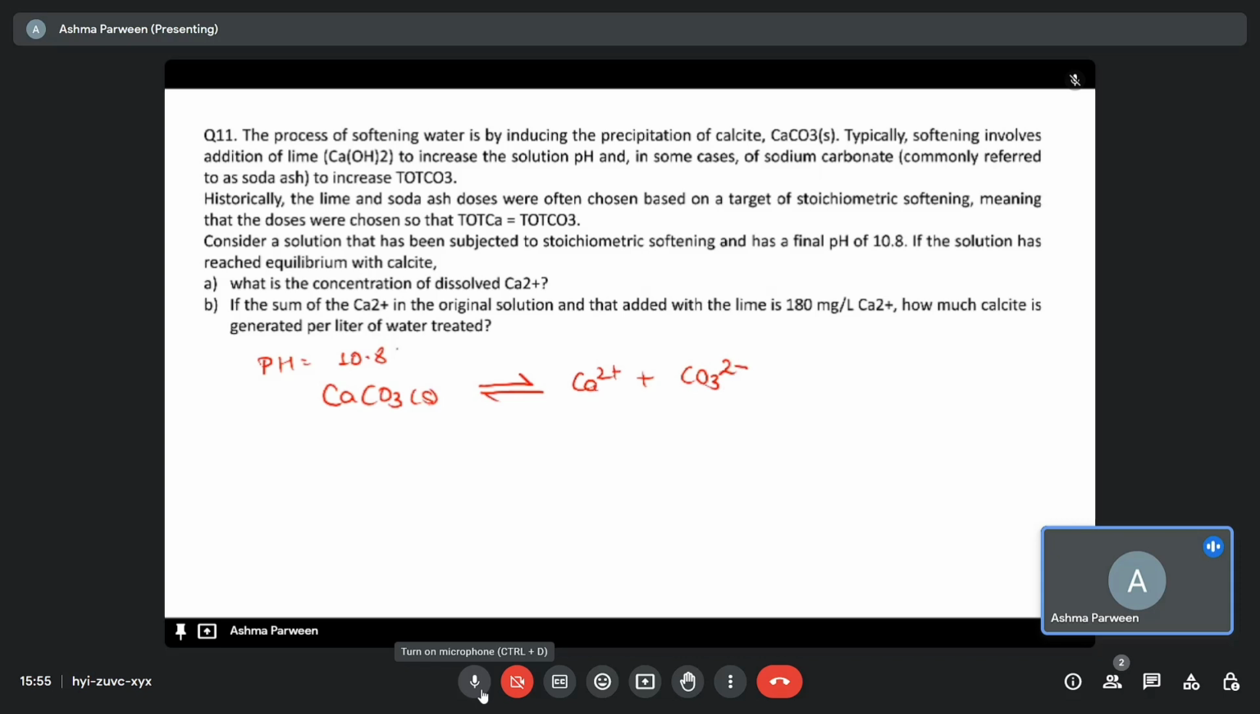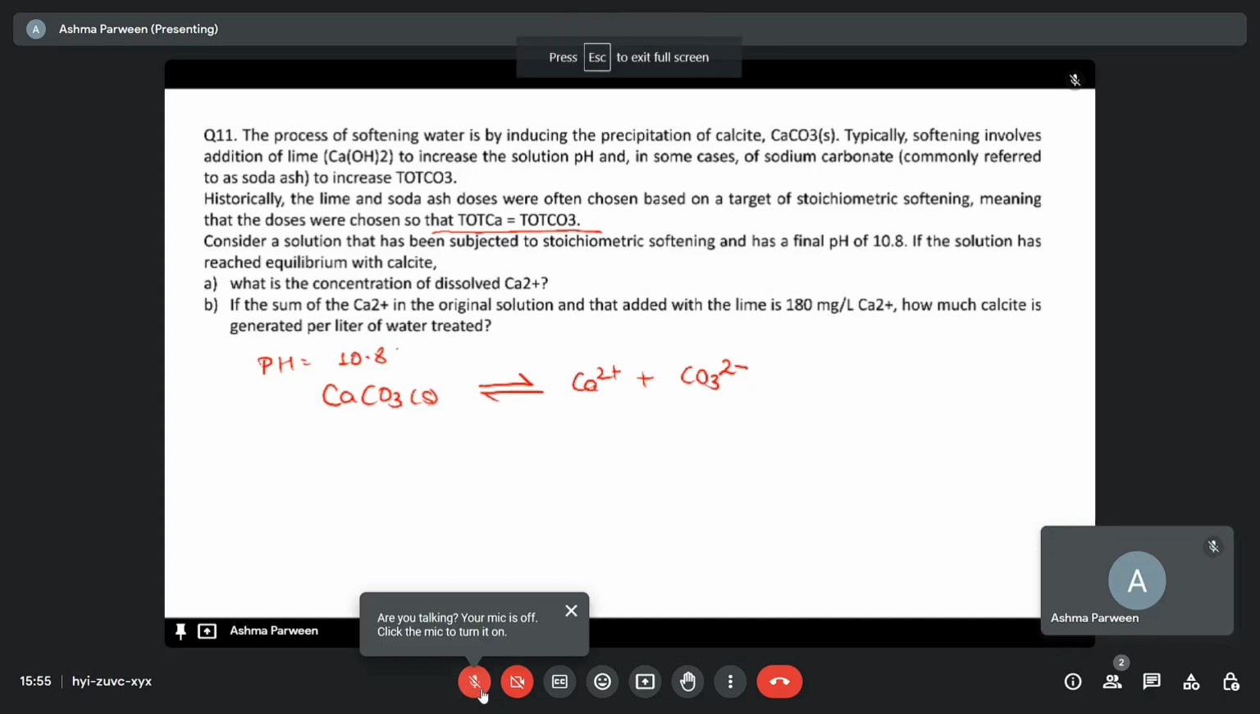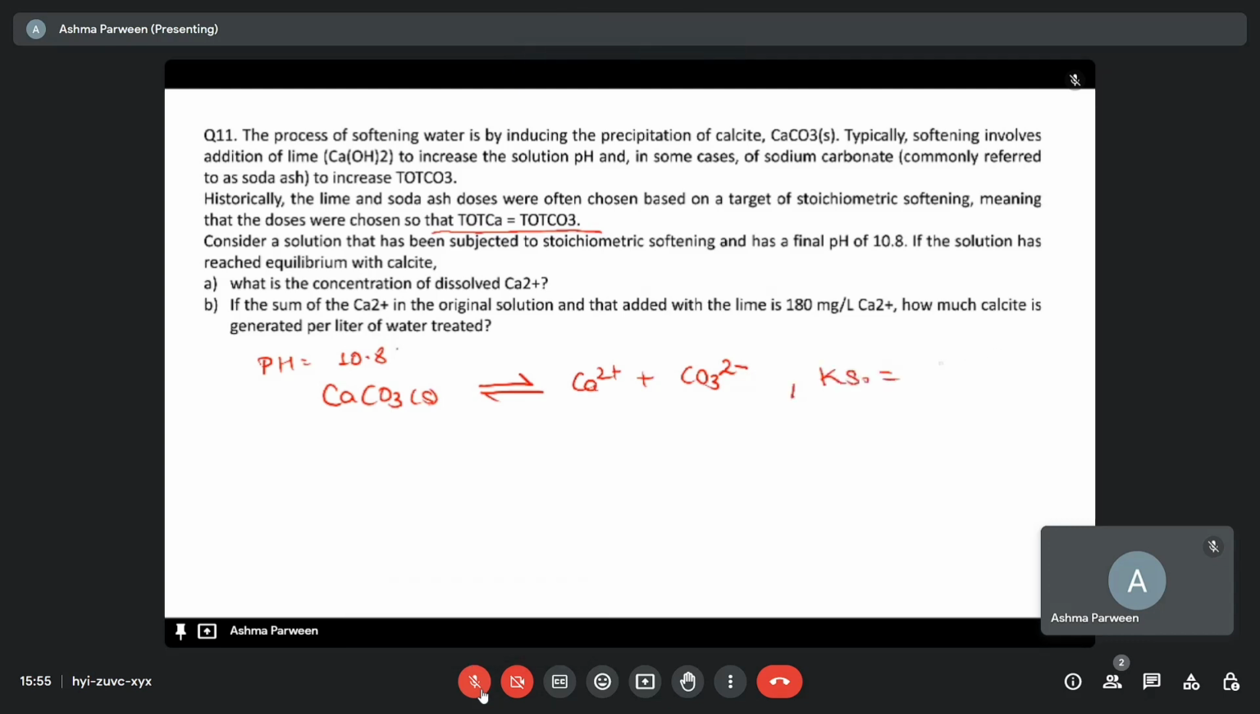So during softening, we choose the dose at which the total calcium is equal to total carbonate. So the first part is we have to find out the concentration of dissolved calcium. Also we know from the standard tables that Ks naught for this reaction is 10 raised to power minus 8.48.